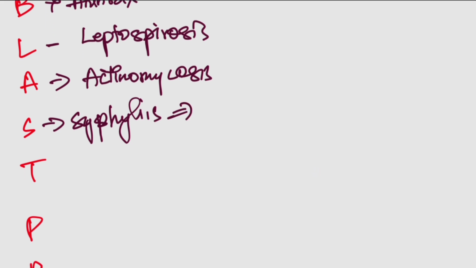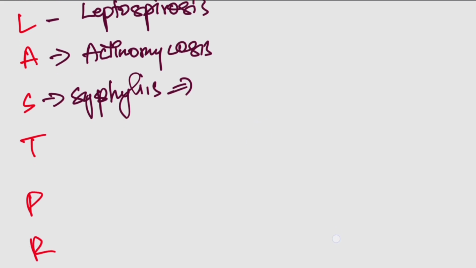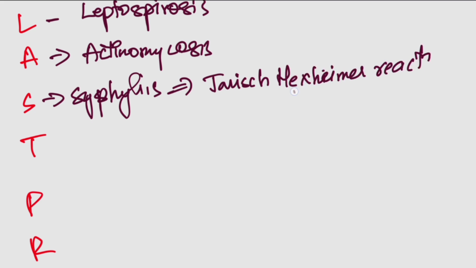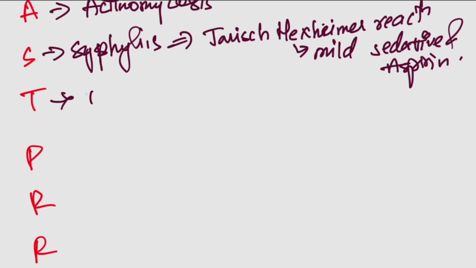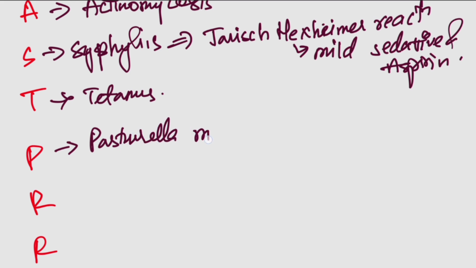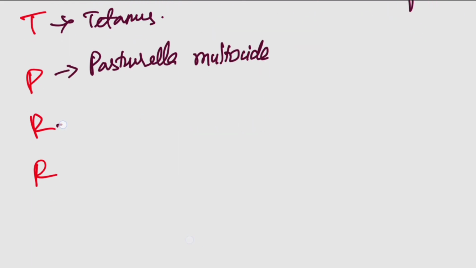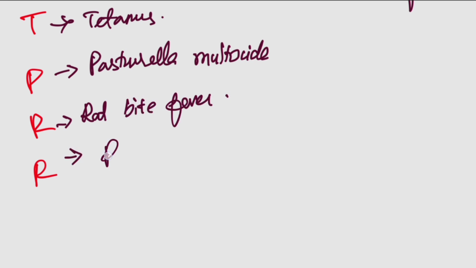When we use penicillin in the treatment of syphilis, it will release toxins, and this will cause the adverse drug reaction of the Jarisch-Herxheimer reaction. The treatment is to give mild sedatives and mild aspirin. So T for tetanus, P for Pasteurella multocida, R for rat bite fever, and R for rheumatic fever prophylaxis.